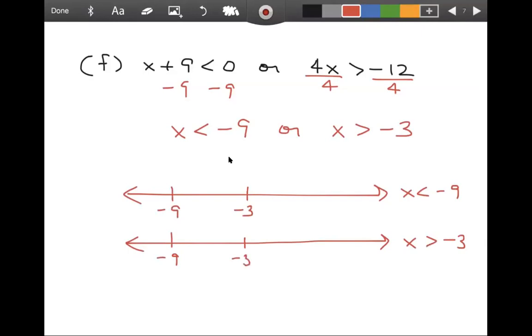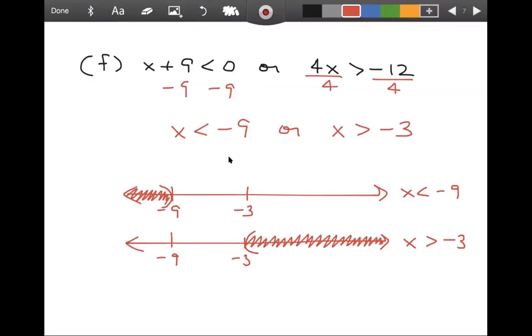X is less than -9 would be everything to the left of -9. X is greater than -3 would be everything to the right of -3. All right, now we saw a couple of graphs like this earlier. I think it might have been in part B, but that was when it said and. All right, and in that case, the solution set was no solution. It was the empty set because there was no overlap between those two sets, but this is an or problem.